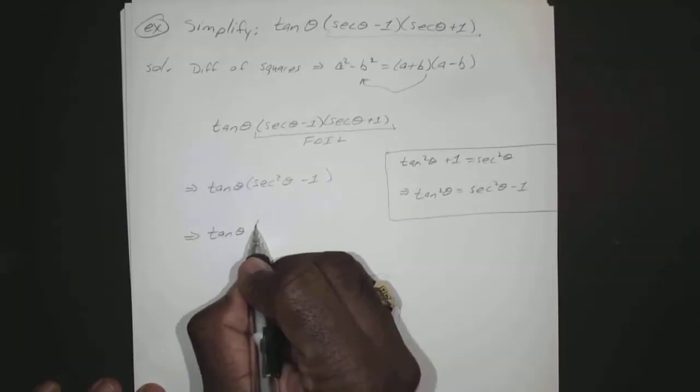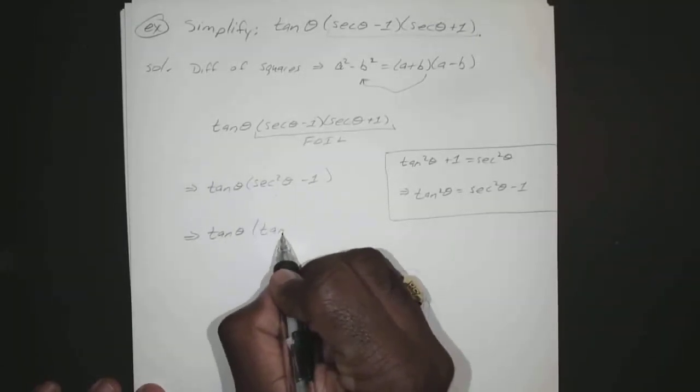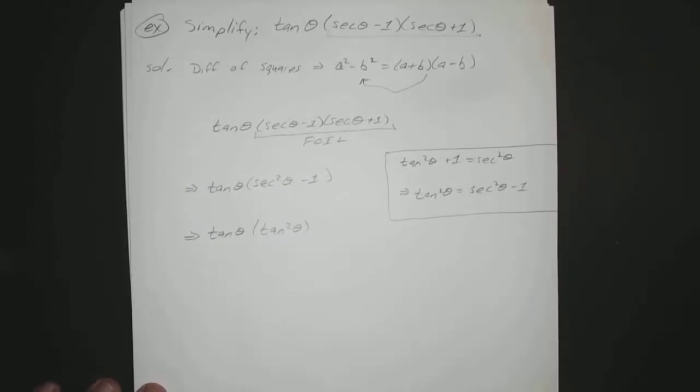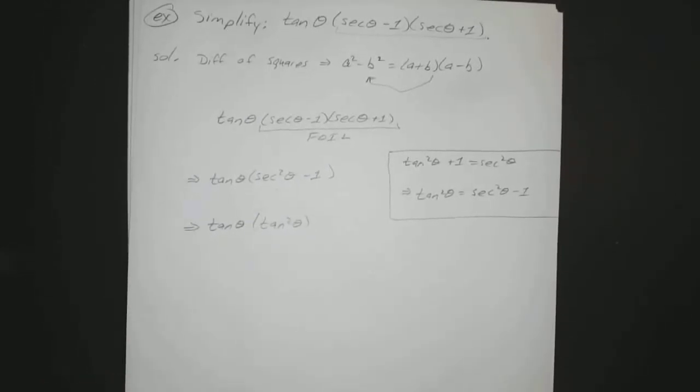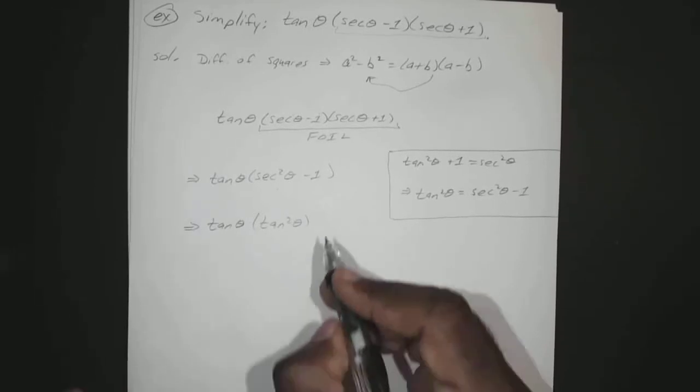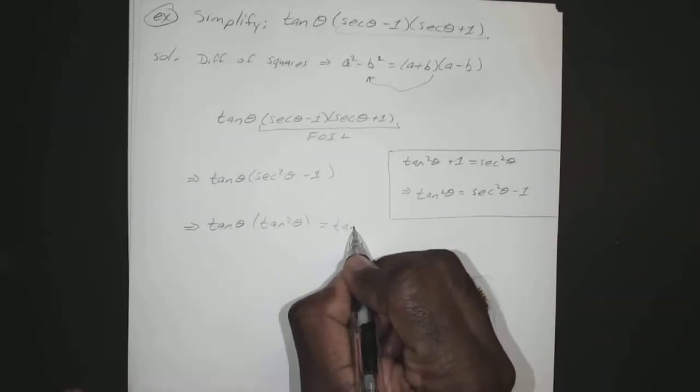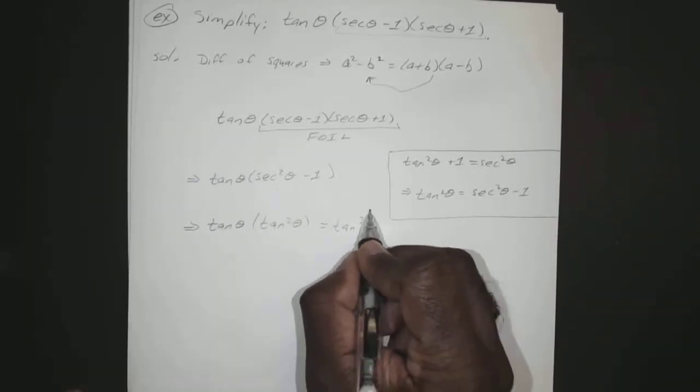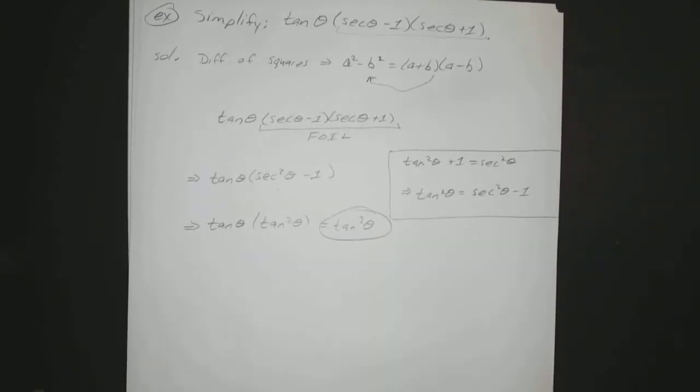So you have tangent theta times tangent squared of theta. And you just combine those and you get tangent to the third of theta. So sometimes it's just about recognizing a formula that you've used before. All right. So any questions on that one?